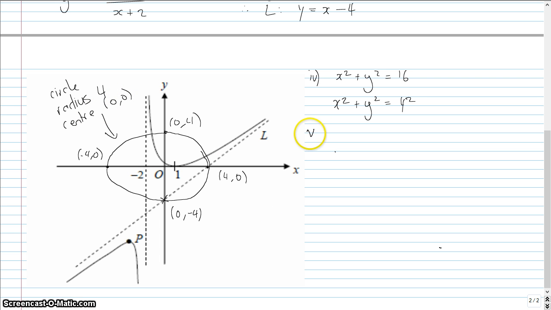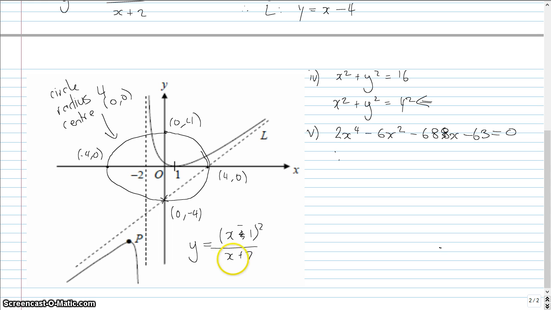Part 5 wants us to show that this equation, 2x to the power of 4 minus 6x squared minus 68x minus 63 equals 0, has exactly 2 real roots. Now the clue here is in the hence part of this question, so I know I'm somehow going to have to use this equation and the equation for my original curve, which was y is equal to (x minus 1) squared over (x plus 2). So I'm going to try just substituting this equation into my equation for my circle. So put this on ice for a bit.